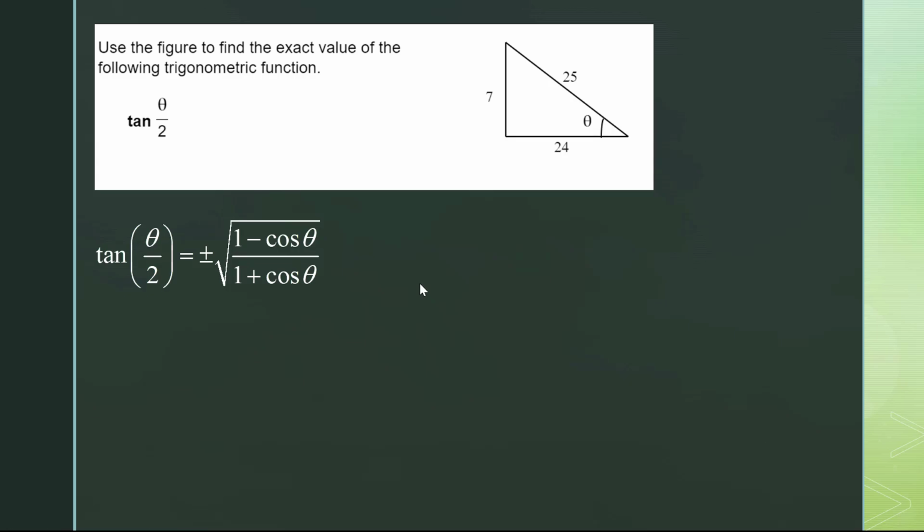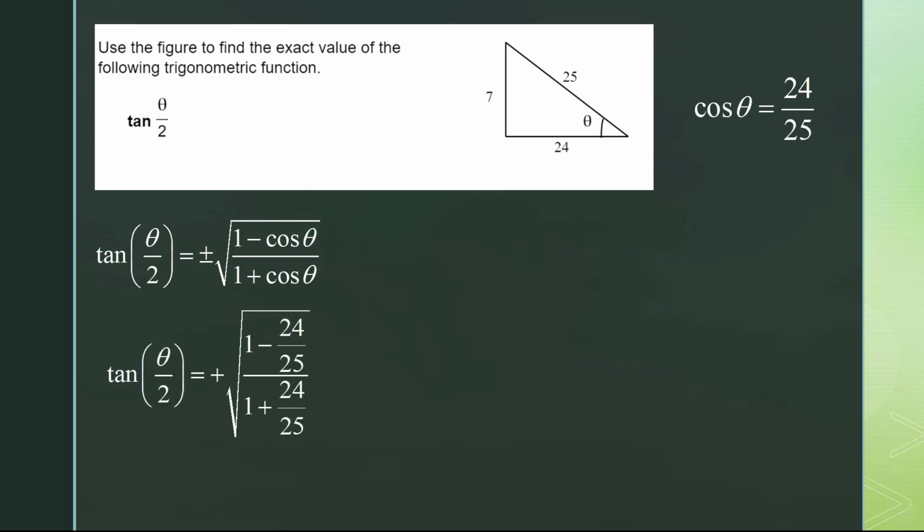It only requires that we know cosine of theta. And we have the triangle. So from here, we can say cosine theta is adjacent over hypotenuse. So we get 24 over 25. I'm going to plug that value into the formula. And so we get tangent of theta over 2 is going to be equal to positive square root of 1 minus 24 over 25 all over 1 plus 24 over 25.